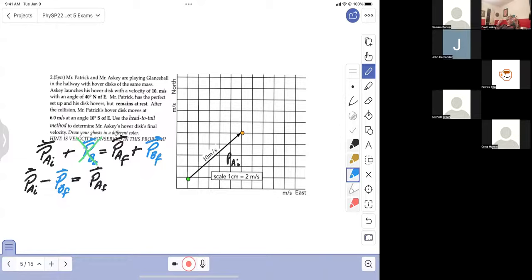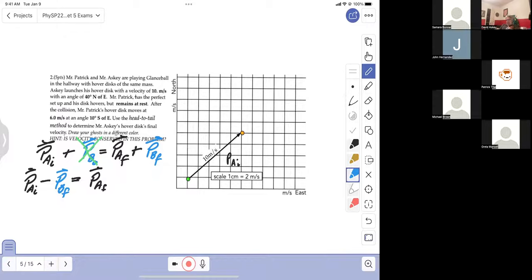The other thing is that one of the things is not moving to begin with. So object B, which would be Mr. Patrick's glance ball, and by the way, he'll be back next week. He's dying to get back with you guys. But his glance ball wasn't moving when I hit it. So that takes away that momentum.